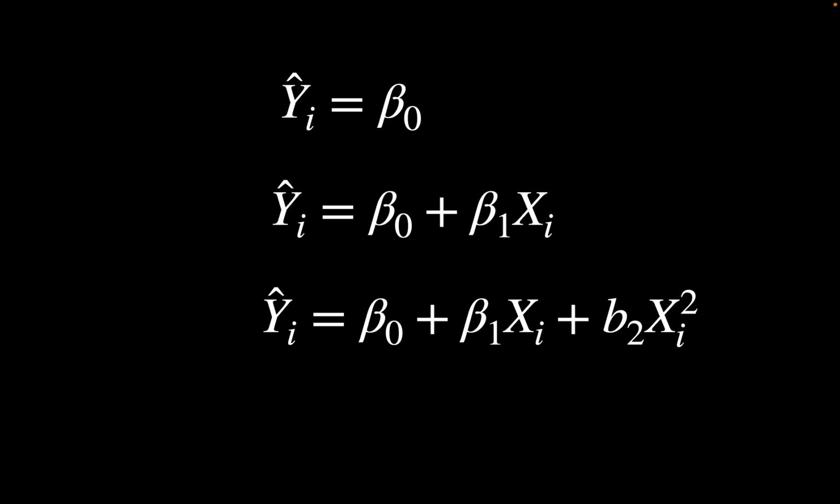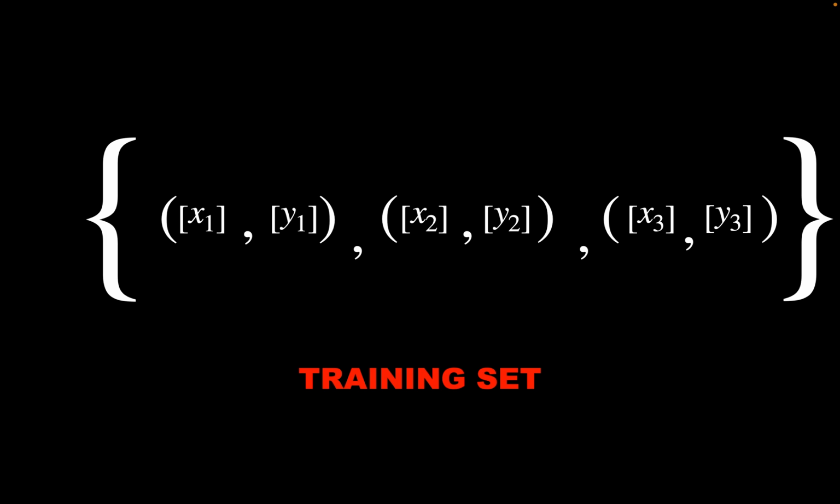For instance, our prediction could be beta 0 plus beta 1 multiplied by the value of our feature plus beta 2 multiplied by the value of our feature squared. We could try something like this. Now let's say this is the data that we're using to train our model. This is our training set. So we have x1 as our feature and y1 as the corresponding label. We have another point where x2 is the feature and y2 is the corresponding label, and x3 is the feature and y3 is the corresponding label. So we're going to use these to train our model.